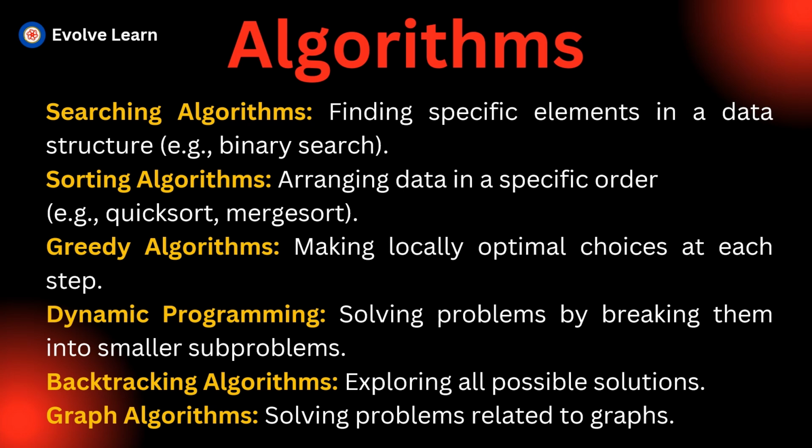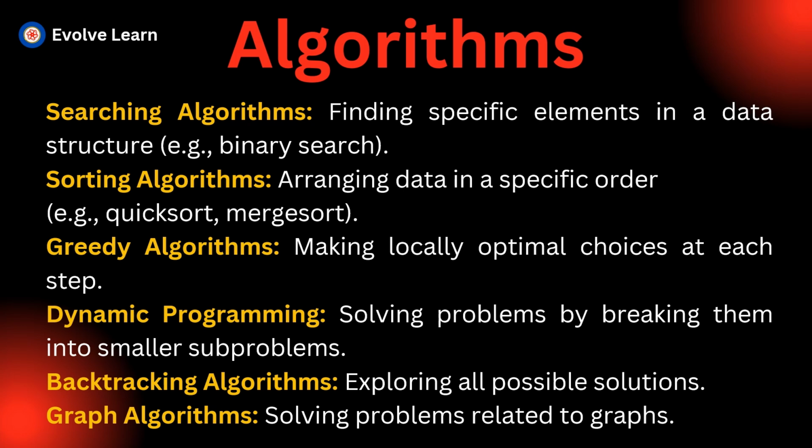Next, moving to greedy algorithms. As the name suggests, this algorithm builds up to the solution one piece at a time and chooses the next piece which gives the most obvious and immediate benefit. That is, it makes locally optimal choices at each step. Some important problems of greedy algorithms are knapsack problems, Dijkstra's algorithm, Kruskal's algorithm, and Huffman coding.